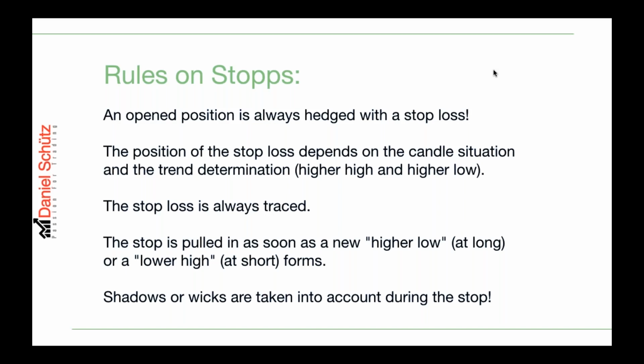You remember the higher high and a higher low, and we put the stop below the higher low. That's it. And the stop is always trailed. We always trail the stop with the trend or with the market, not against it. And the stop is pulled in as soon as a new higher low for a long trade or lower high for a short trade forms. There's one thing, shadows. If you use a candlestick chart, the shadows and the wicks are taken into account for the stops. So we use that for calculating our stop.